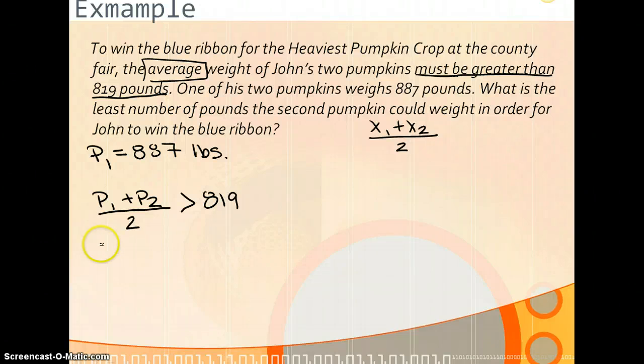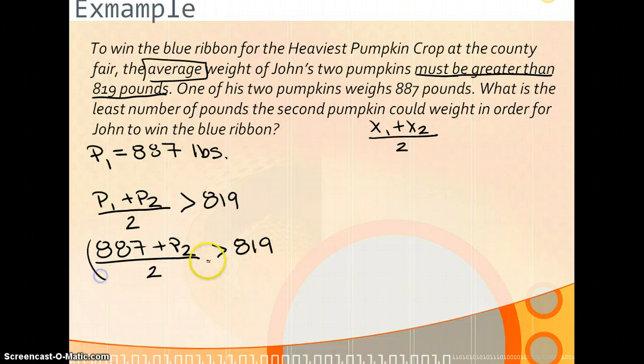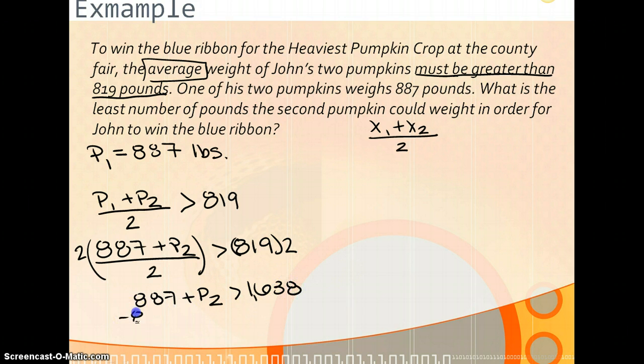So from here, we can plug in pumpkin 1, and that's 887 plus pumpkin 2. Okay, and again is greater than 819. And then from here, we can go ahead and solve. So we would multiply both sides by 2. So 819 times 2 is 1,638. Then you can subtract the 887 and get your pumpkin 2 needs to be greater than 751.